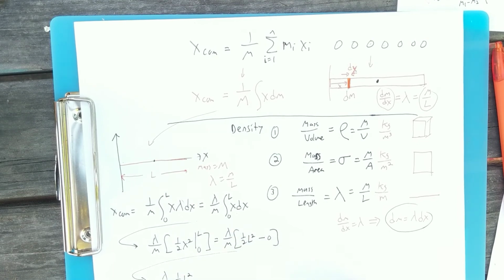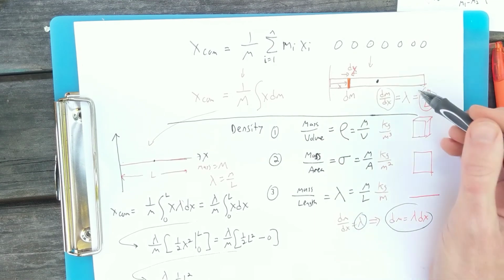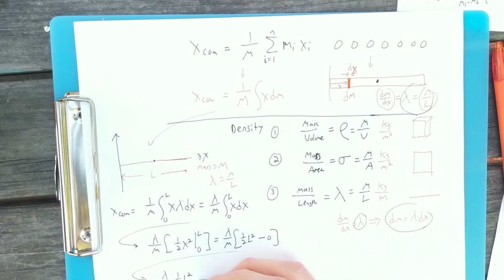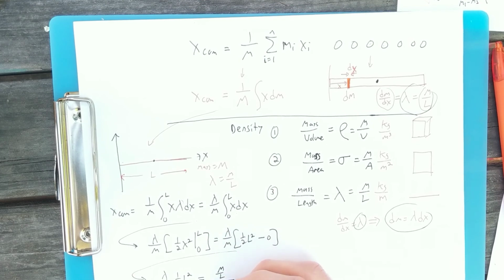It's like, wait a minute, L squared? We were expecting L over 2. Let's figure out what's going on. What's going to happen is we're going to substitute back in for lambda, which is m over L. So this is m over L over here. So this is going to turn into m over L, over m, times 1/2 L squared.